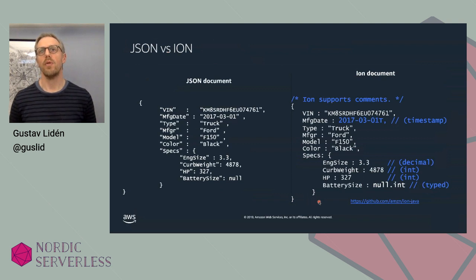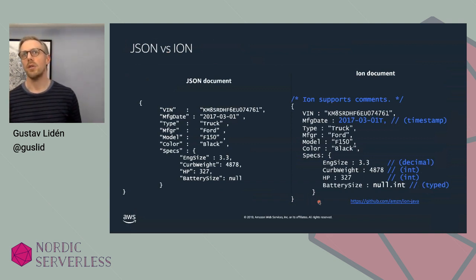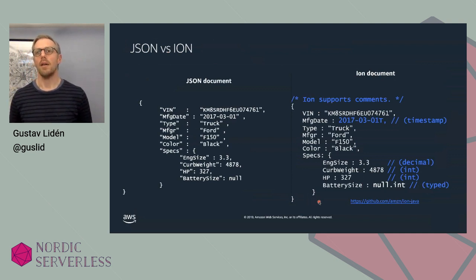This has a specific format, so that you know that this is actually a valid timestamp. And also there are three different number formats, whereas JSON has one. There is an integer format, there is a decimal format, and then there's a float format in Ion. JSON has null objects, and so does Ion, but those null objects are also typed, so you can distinguish between the null of a string or a null of an integer, for example.